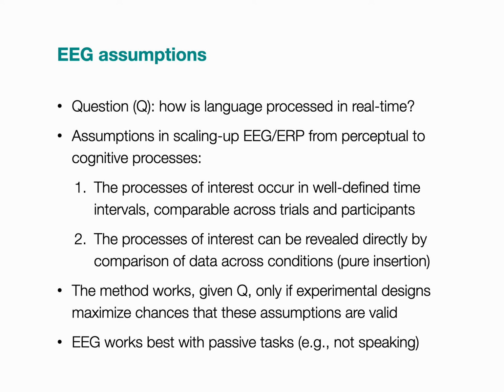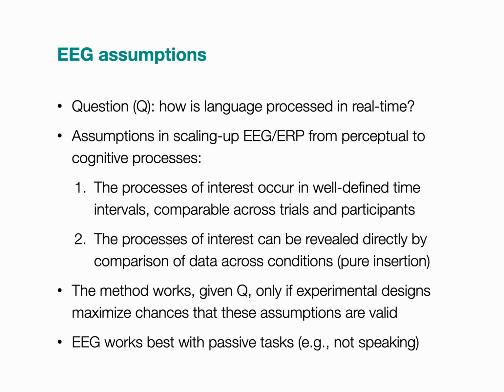Secondly, the processes of interest are revealed directly by comparing data between two or more conditions, let's say a violation of expectancy compared to a control condition, or a strong violation compared to a weak violation. The assumption of pure insertion means that the cognitive processes of interest can be revealed entirely by subtracting the brain activity of the first condition, which we assume does not engage the process of interest, from the activity of the second condition, which we assume does involve the process of interest. This simple logic is widely used, but does not always apply.